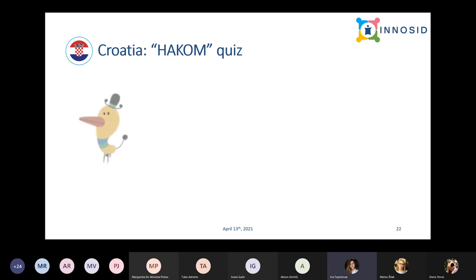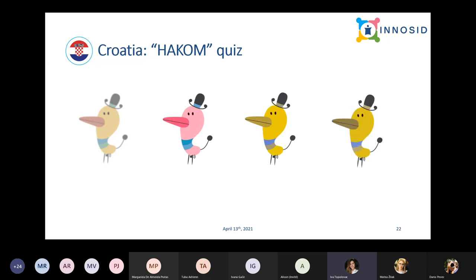I have also listed how different visual impairments affect the perception of this mascot. These are different conditions where a person cannot distinguish between certain colors. I will not go into details. So I encourage Croatian students to definitely try it out.